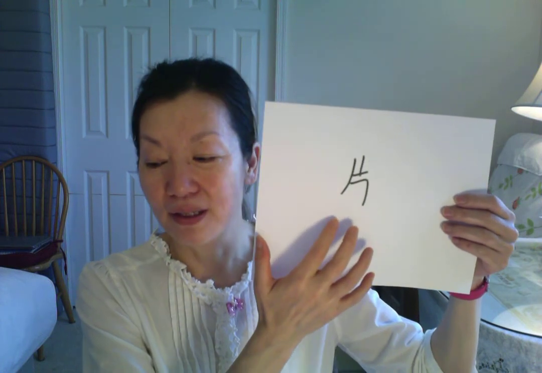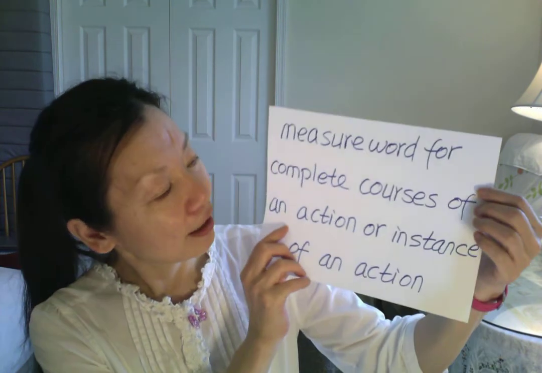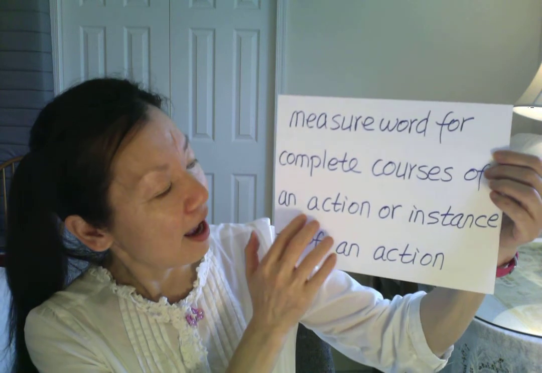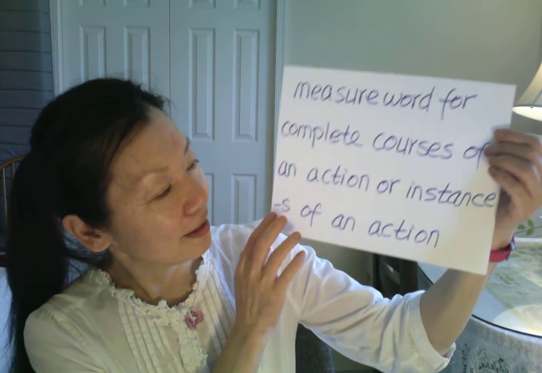片. Yeah, 片. Okay, major word for tablet 片 or slice 片. Slice, okay. Tablet 片. Okay, let's check the pinyin. 片. One more time. Major word for tablet 片, or you can say slice 片.